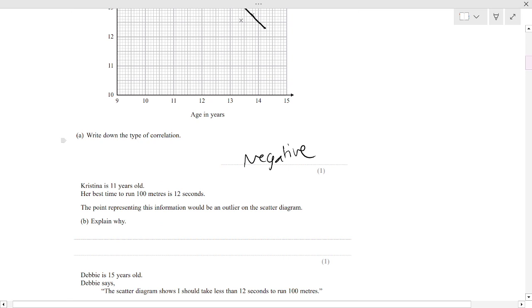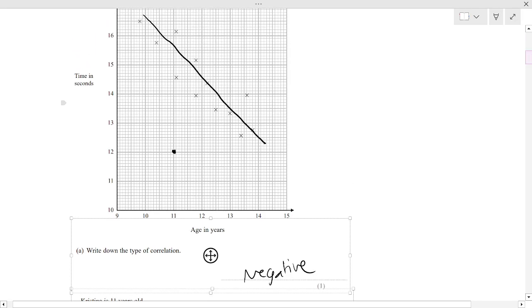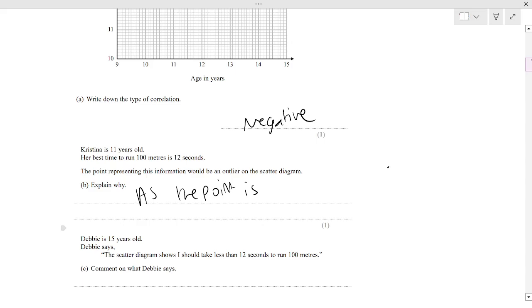Negative, cool. Then we're told Christina is 11 years old. Her best time to run 100 meters is 12 seconds. The point representing the information is an outlier. Explain why. Well, where does the point lie? She's 11, so it would be there somewhere, and her best time was 12 seconds, so it's going to be here. That's where the point's going to be. It's an outlier, and hopefully you can see why, because it's quite far away from the other points. In particular, it's far away from the line of best fit, because the line of best fit is sort of the average of all the points. So we explain why it's an outlier: the point is far away from the line of best fit.